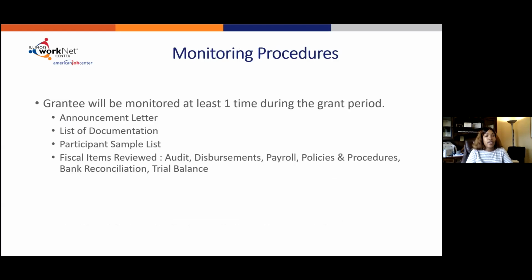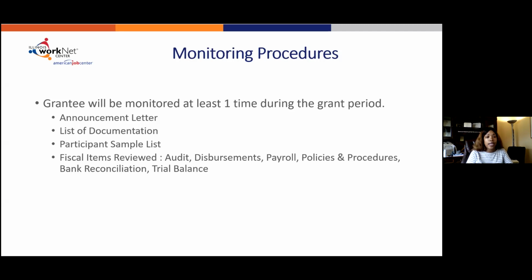So as I mentioned, I am the monitoring manager. As a grantee of a grant award, you will be monitored at least one time during your grant period. How the process works is typically within 30 days of the scheduled monitoring event, we will send out an announcement letter. The announcement letter will contain the grant award number and the grant name that is being monitored. We will have a list of documentation that will be needed for the monitoring.